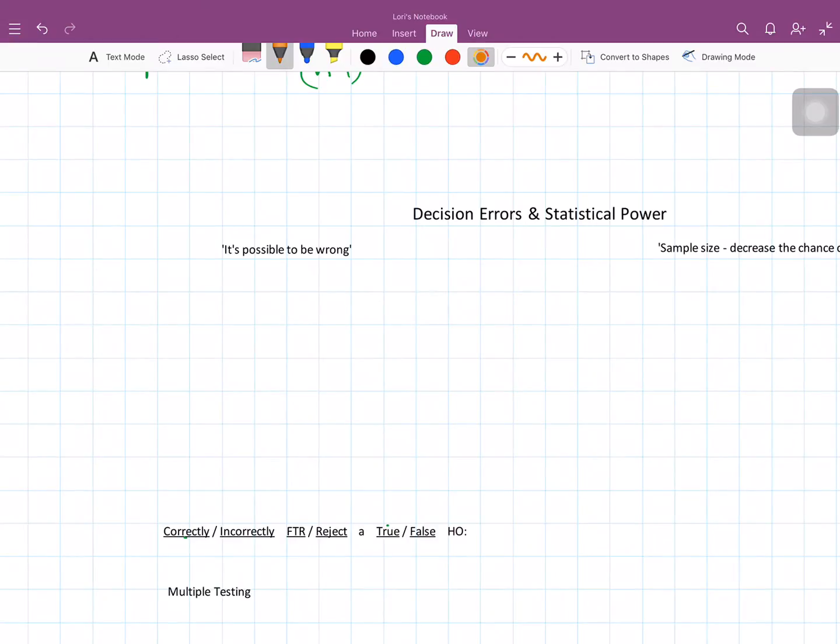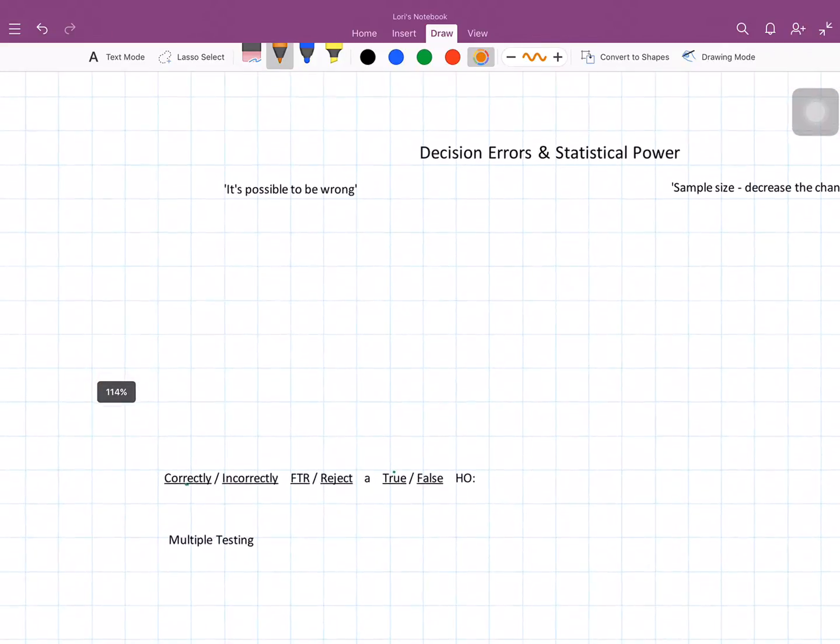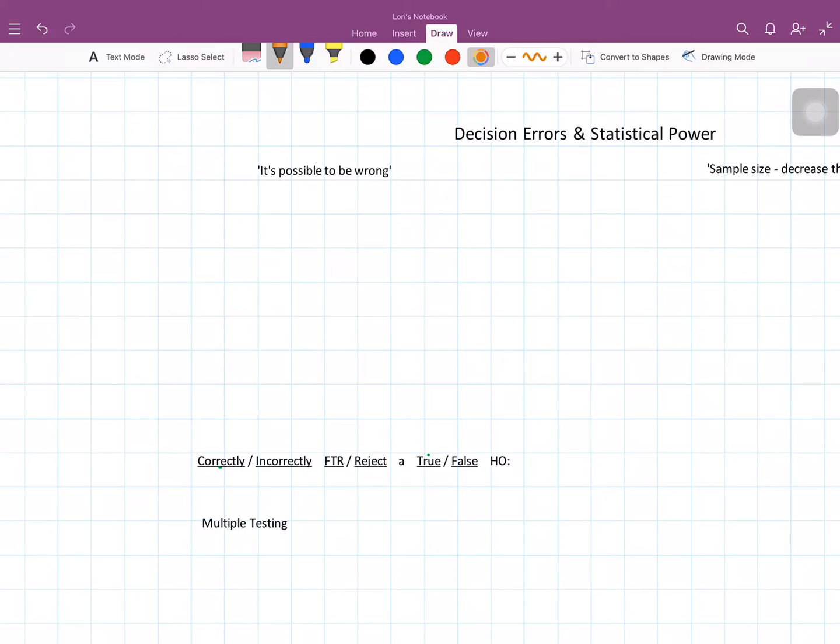So I want to warn you, you will very likely have a test question on, say, a CPH exam, about decision errors and statistical power. So let's spend a little bit of time on this topic because I think it's really important to thoroughly understand what it is that we're deciding when we make these decisions, reject and fail to reject the null, and how that can go wrong.